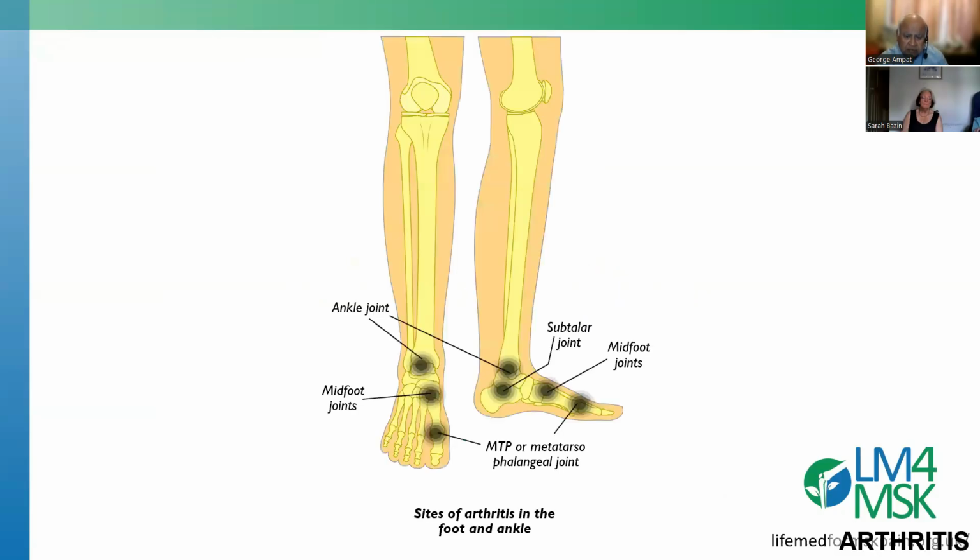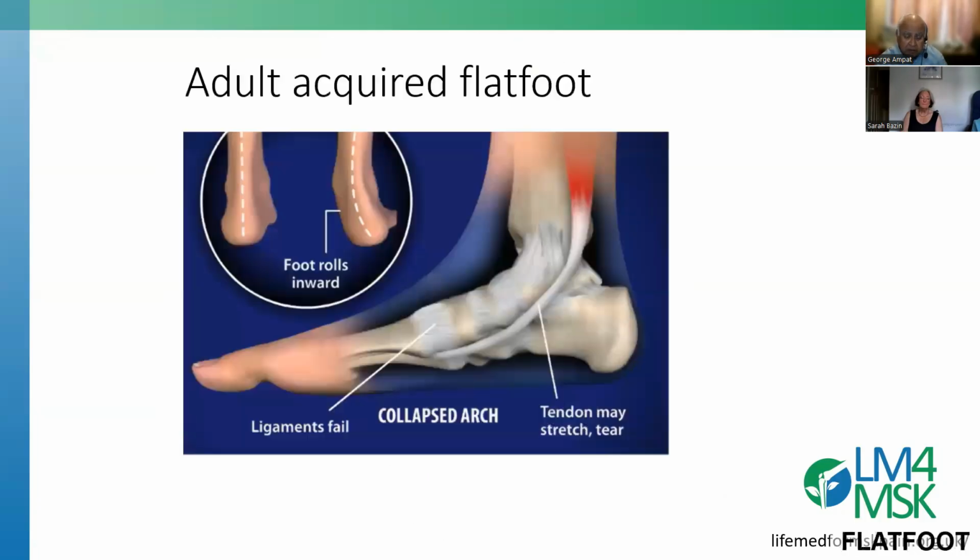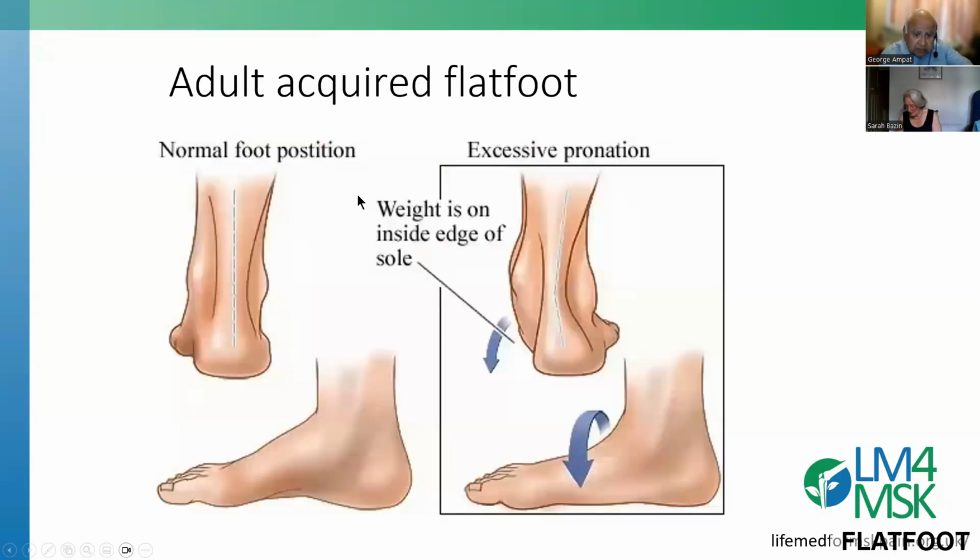A few other conditions: we may have arthritis in the ankle joint from trauma, the subtalar joint, midfoot, and also in the metatarsophalangeal joint. Another condition is the acquired flat foot. As we become older, the posterior tibial tendon becomes weak. That helps us to keep the arch up, pull the arch, and maintain a straight foot. So older people, sometimes unfortunately more women, have weakness of the posterior tibial tendon, and their arches may collapse.